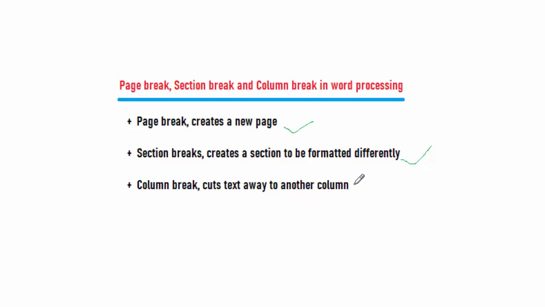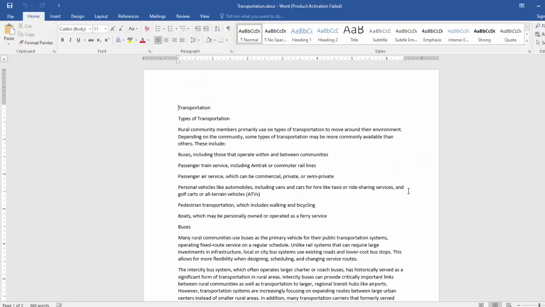Column breaks are simply used to break a section of the text in a column to go into another column. You'll understand this clearly when we are doing it practically. And I'm going to use MS Word to show you how to do these three breaks: page break, section break, and column break. You can now see here I have a document about transportation.